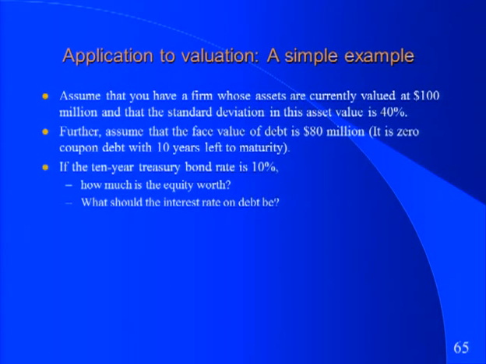Let's also assume that this company has a zero coupon bond outstanding. And in a minute, I'm going to ask you why I had to be so specific about the type of debt. A zero coupon bond outstanding with a face value of 80 million and 10 years left to maturity. So you have $100 million in assets, and the face value of the debt is $80 million. It's a zero coupon bond. I'll let you play the fun role. You're going to be the equity investors in this company. I'm going to be the banker. So I've lent you the money on a zero coupon bond, $80 million, due in 10 years. You are the equity investors. You run the company. So the first question I have for you is, given the information I have here, and I'll give you the risk-free rate of 10%, can you tell me what the equity in this company is worth and what interest rate I should charge on the debt?